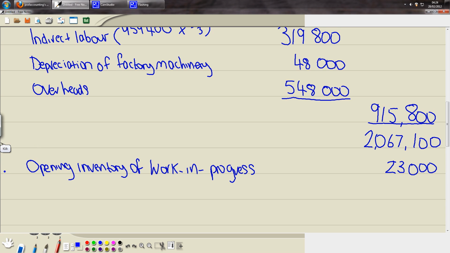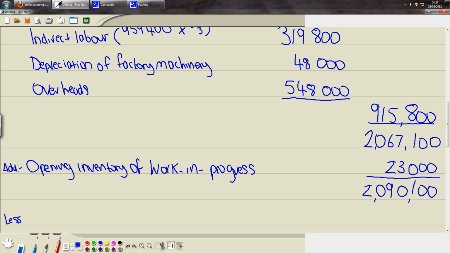So opening. If you want to do that, you can do the add. Sometimes you just do an arrow or a plus or a minus. Okay, we add the opening inventory in this case, which is 23,000. It's good. So do that. That's 7, 10, 6, 7, 8, 9. So 2,090,100. We take away the, if you want, less.